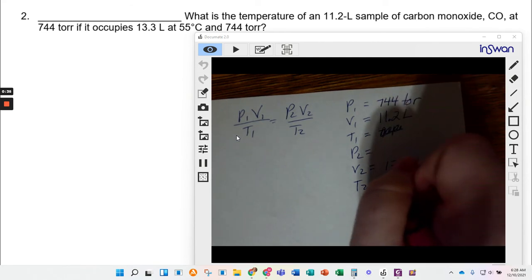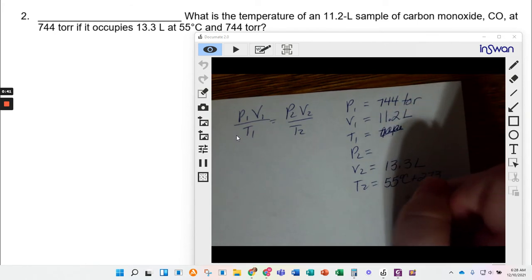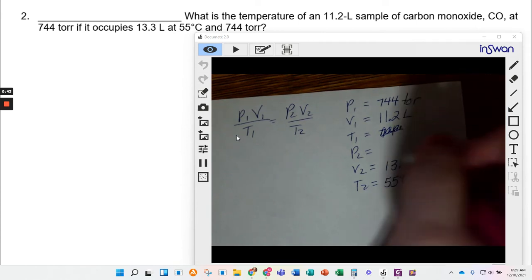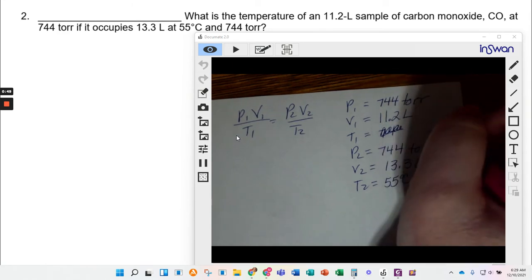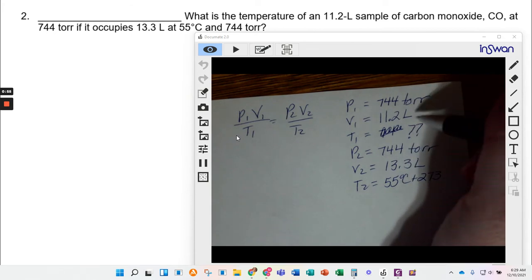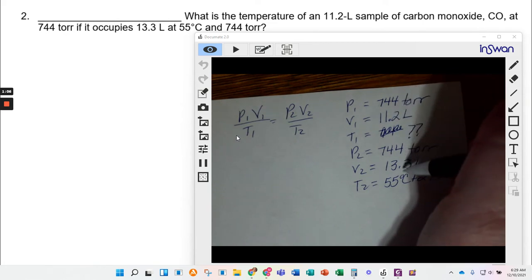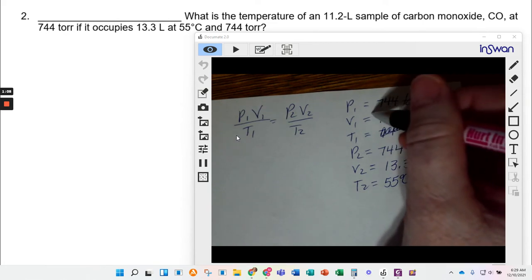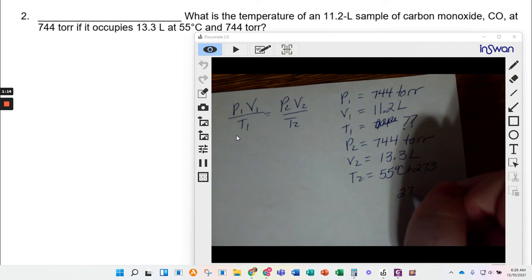volume at 55 degrees Celsius, but remember I need to add 273, so I'm making myself a note there. 744 torr, that's a pressure. And what is the temperature? Okay, so you see how here I kind of reverse it and put the one that has the unknown in the first one. It doesn't really matter as long as you group them correctly. So these two go together and these three go together. So it's okay if these are at 1 and these are at 2. Totally fine, okay? So let's just do this math.